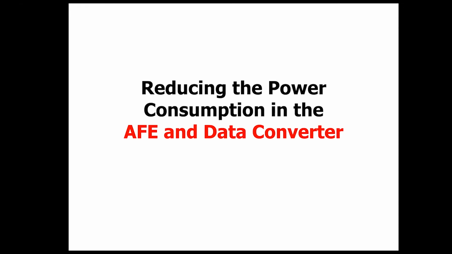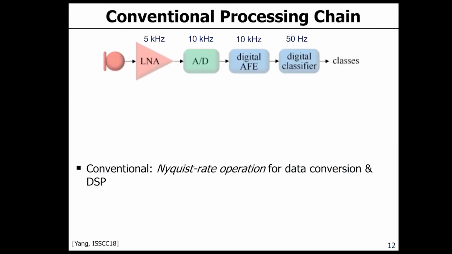Okay, so from now, I'm going to introduce some of the work that we did to reduce the power consumption. First, we start with the analog front end and data converter, followed by the classifier, and then finally the system end-to-end operation. So first, let's talk about the analog front end and the data converters.